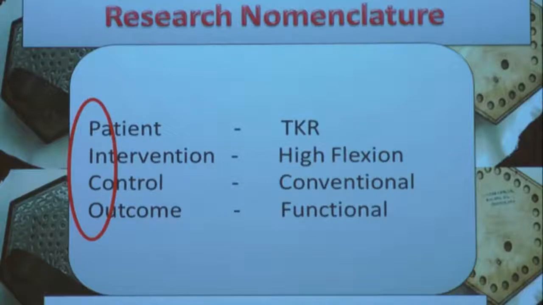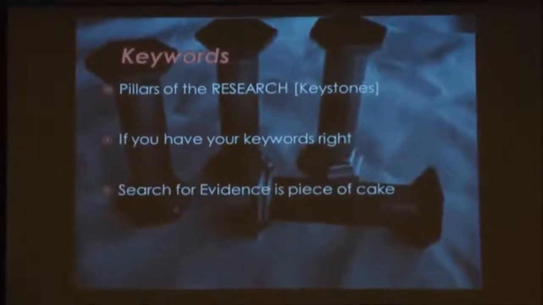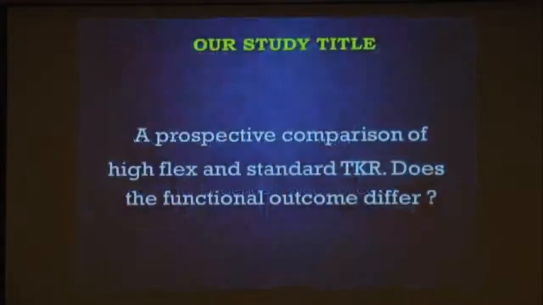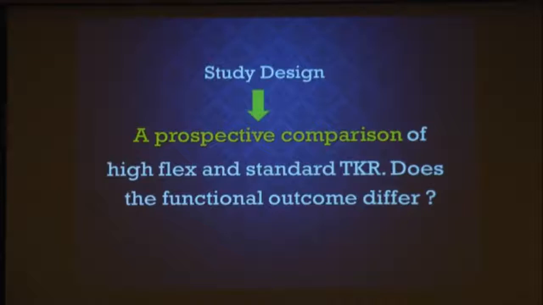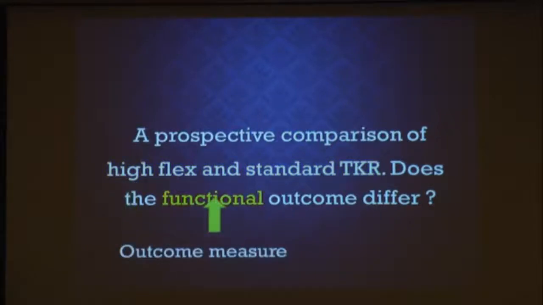So you need to learn and know about the PICO format. The keywords are pillars of your research. If you have them right, even the literature review will be a piece of cake, along with writing the thesis. So in your study title, you include all these four parts as your keywords. For example, this is the study design, prospective comparison. This is your study population, high flexion and standard TKR. This is the outcome measure that you are looking at, and this is your hypothesis that you need to study.